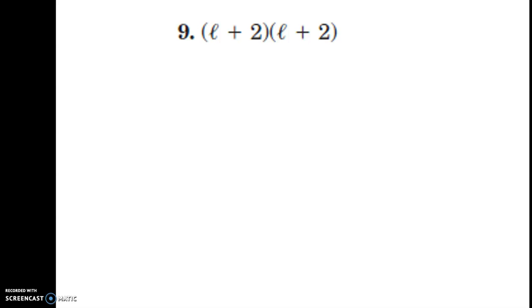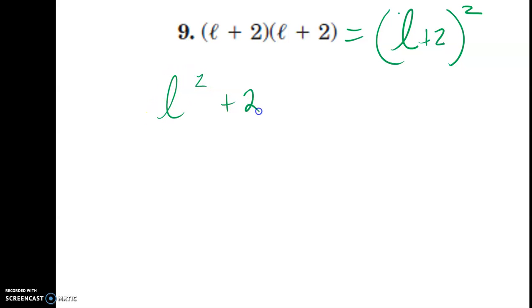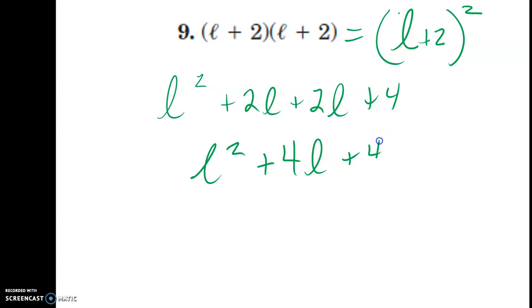So this one, it should have worked out as we did in the last chapter, but what's interesting is this would not be a final answer when we get to chapter 8 and have to work backwards. We might have seen this written like this. So these are two equivalent statements. Since both binomials are the same, then I can write it as the binomial squared. First, outer, inner, last, L squared plus 2L plus 2L plus 4 gives me L squared plus 4L plus 4. Take a moment, try the next one, and we'll be right back.